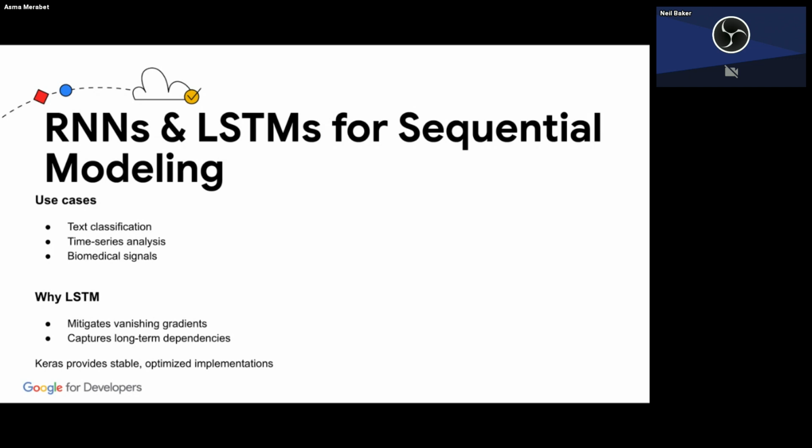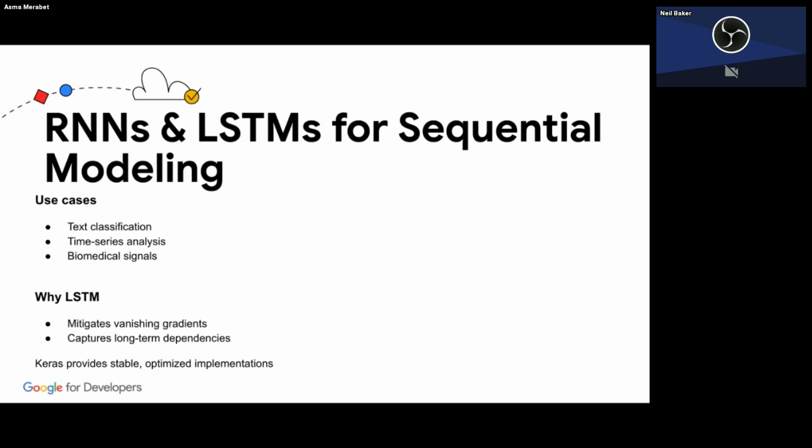Why do we use LSTM? They solve the vanishing gradient problem with a clever gating mechanism. They have forget gates, which control what to discard from memory. They have the input gate that controls what new information to add, and the output gate that controls what to expose to the next layer.